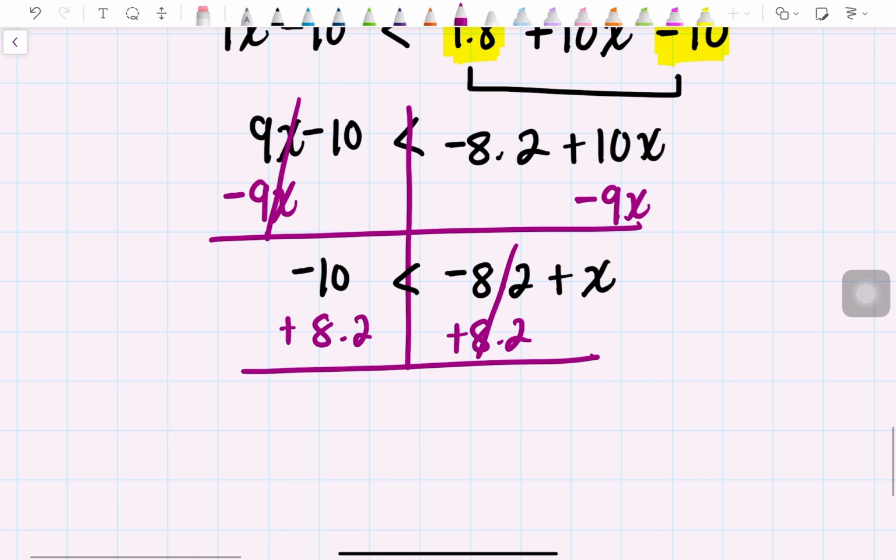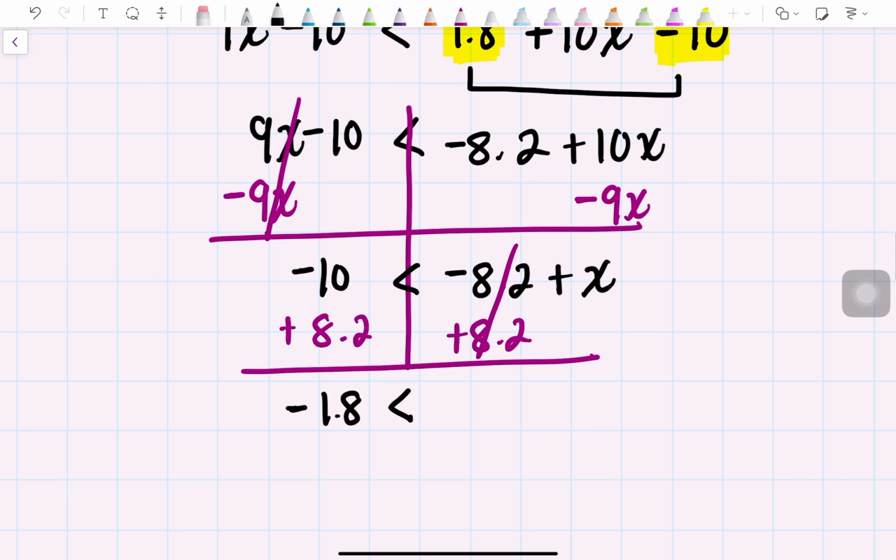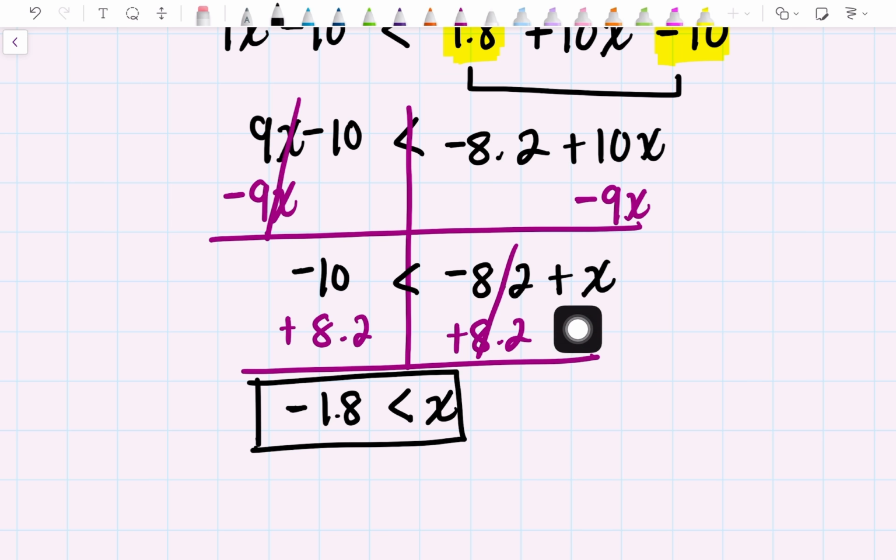Cancels here. And that should give me a negative, what is it going to give me? Is it 1 point or 2.2? Let's check it, guys. I'm not sure about this one. Plus 8.2. Yeah. Negative 1.8. Okay. Is less than an x. Right, and that would actually be our final answer, guys. I don't have to divide anything in this case with the x, just because x was just a 1. I had a coefficient of 1.